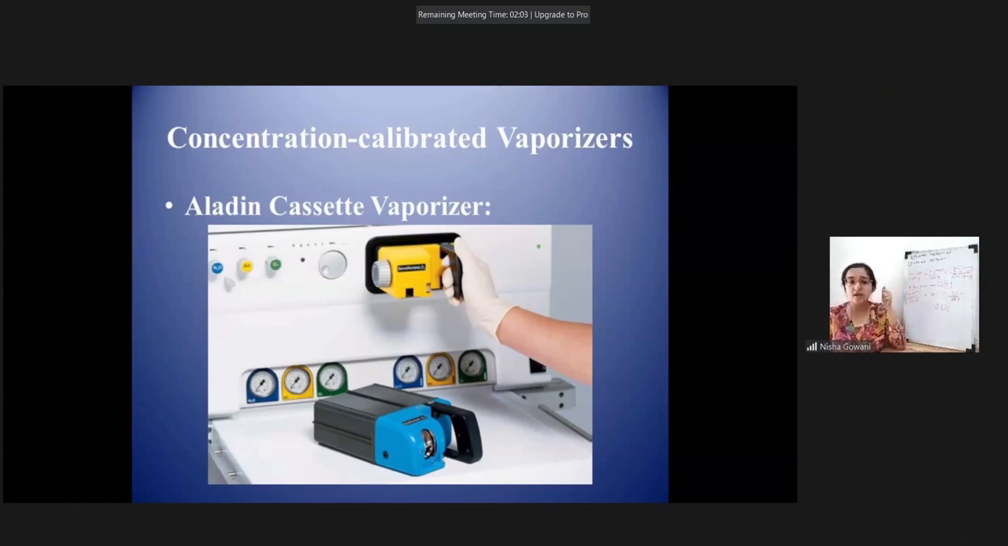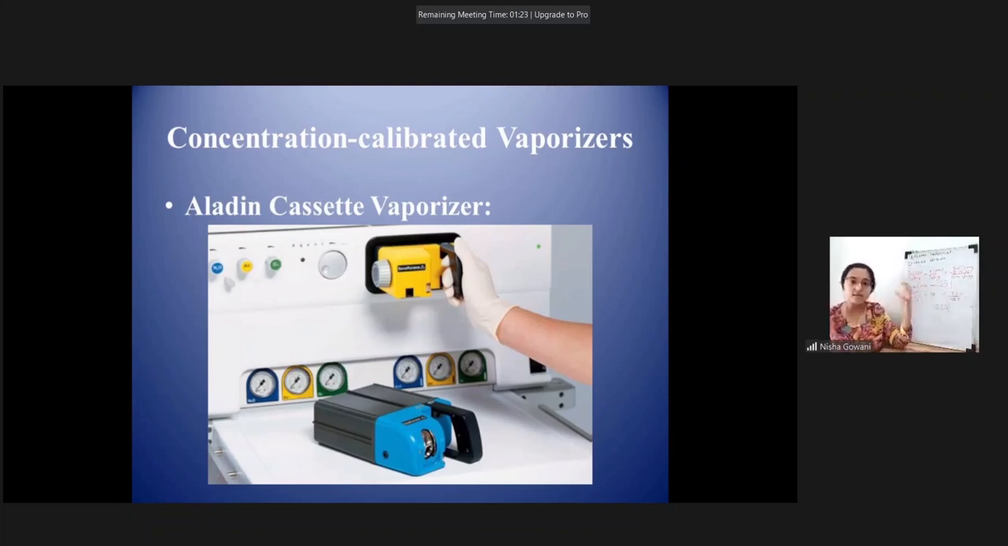So now we have specialized anesthesia workstations which are compatible with such Aladdin cassettes. There are two anesthesia workstations, the Datex-Ohmeda S5 ADU and the GE Aisys system. These are electronically controlled vaporizers. Although they work as variable bypass only, when we see the internal structure, you will realize it's almost the same as the variable bypass. But this cassette is actually acting like a vaporizing chamber, whereas the rest of the part, which is electronically controlled, is inbuilt within the anesthesia workstation itself.